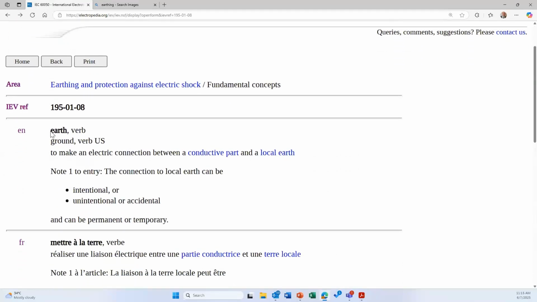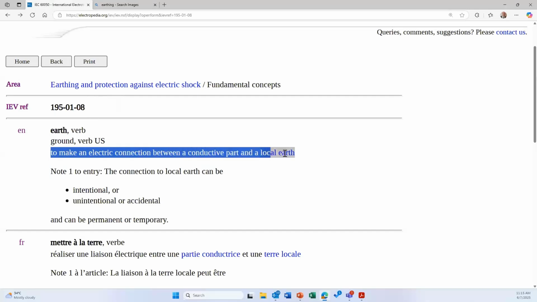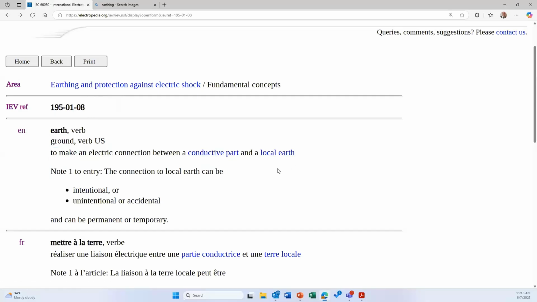Now, in the new definition of Earth, you can see here, Earth, verb. It's not about the general mass of Earth. It's a function. You can also see Earth, verb, and ground, verb, US. In the USA, the same thing is not called earth, it is called ground. The meaning is to make an electric connection between a conductive part and a local earth. Here, the definition has totally changed.